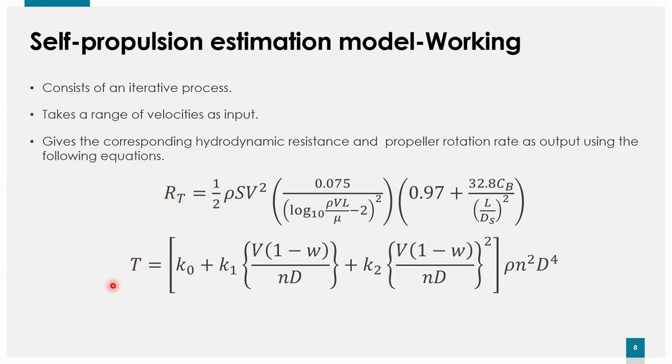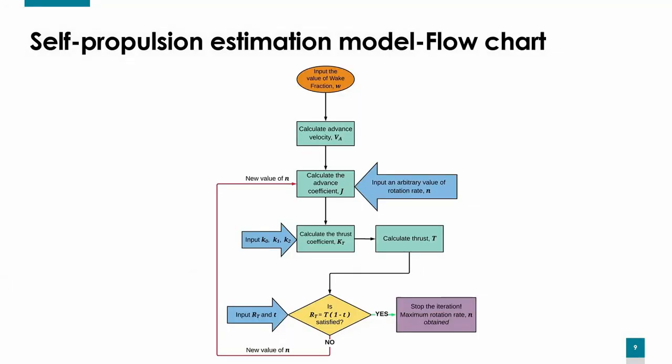Now this is the flowchart of the self-propulsion estimation model. After the resistance and the thrust have been determined, the model will compare the thrust and the resistance, to check whether the thrust has overcome the resistance or not. This is the condition, and if it is not satisfied, then further iterations will be done until we finally achieve the required rotation rate for our desired velocity. That rotation rate will be termed the predicted rotation rate. This will be the main output of the self-propulsion estimation model.